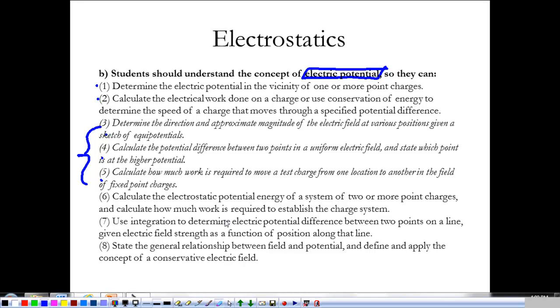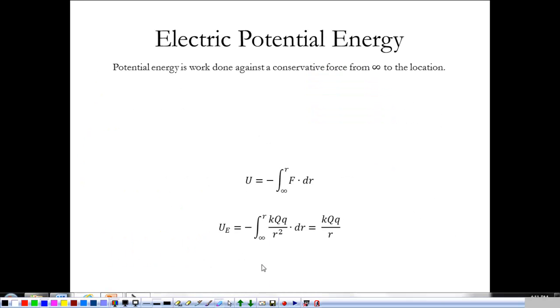Today we're going to calculate the potential energy of a system and the work required to put that system together. Then we're going to work on integrating electric potential from the electric field. And then we'll talk about the general relationship between everything. So, that being said, let's get into it.